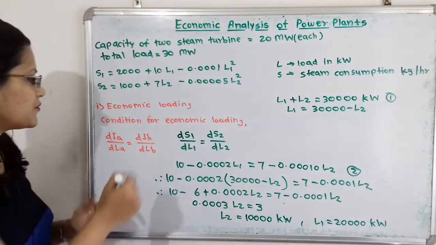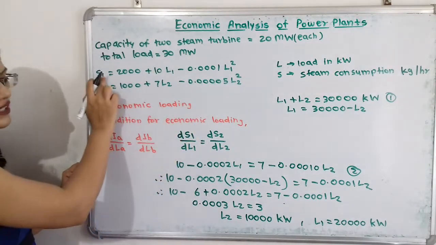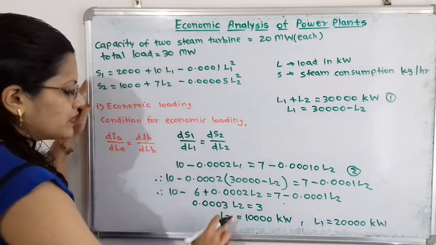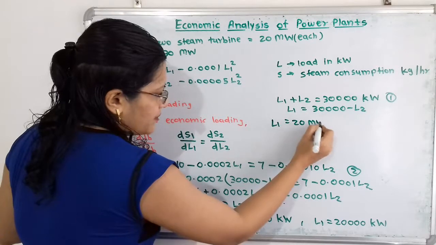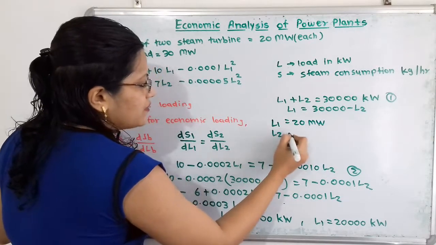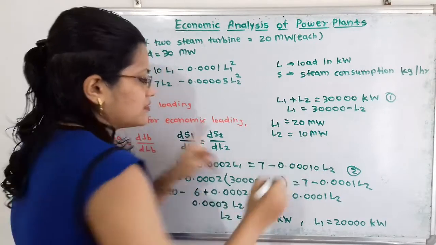So the answer is, for economic loading, we have to load the first unit with load L1, which is equal to 20 megawatt, and the second unit with load L2, that is 10 megawatt. So here is the answer.